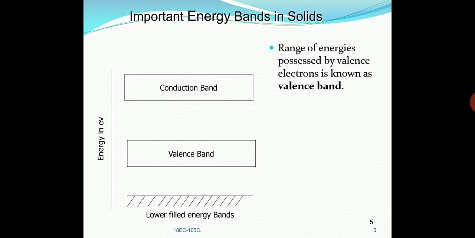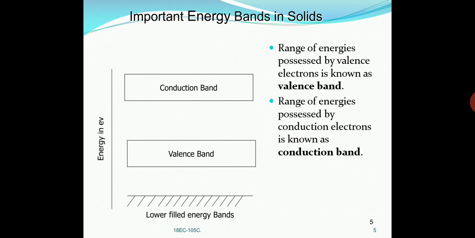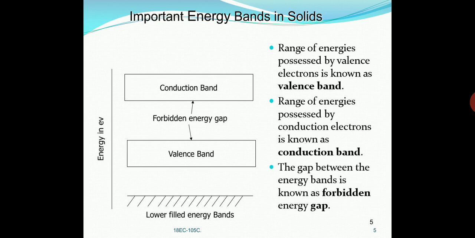The range of the energies possessed by the valence electrons is known as the valence band. Now we also have a conduction band. Here the range of the energies possessed by the conduction band electrons is known as the conduction band. And you can see that there is a gap in between these two energy bands, and that is known as the forbidden energy gap. The gap between the energy bands is known as the forbidden energy band.